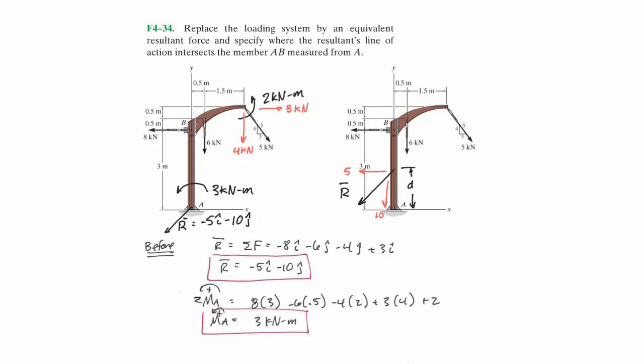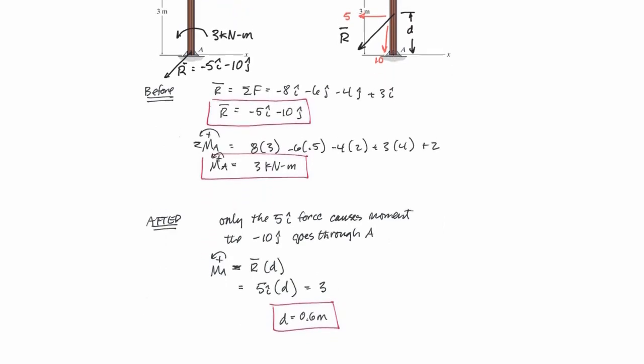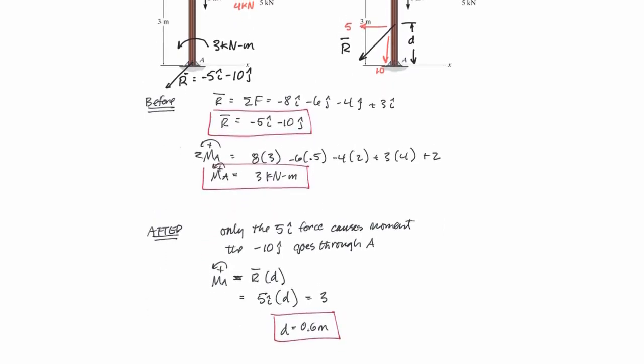Alright, so let's go ahead and scooch this up a little bit, and you can see the way I did that. I'll keep that right there. So only the 5 component, the 5i force, has moment about there. The 10j goes right through A. So the moment, 3, is equal to 5 times d, and you can solve that for d as 0.6.